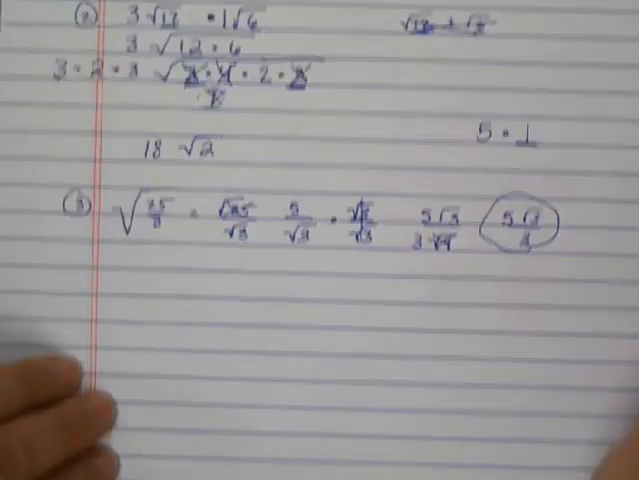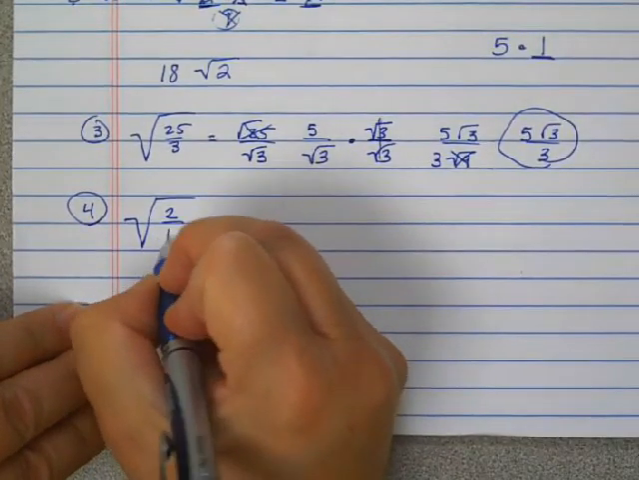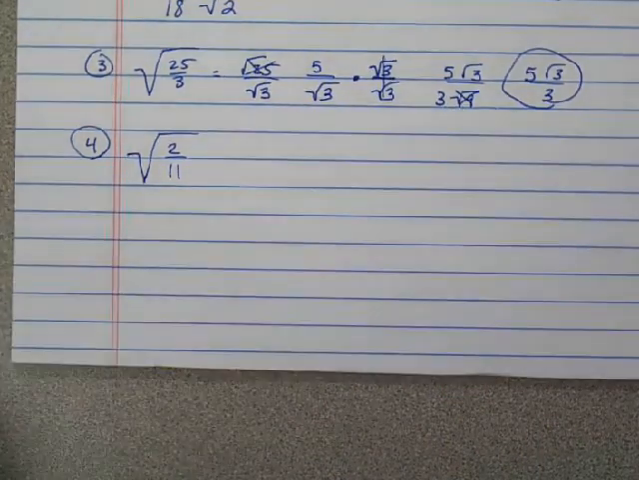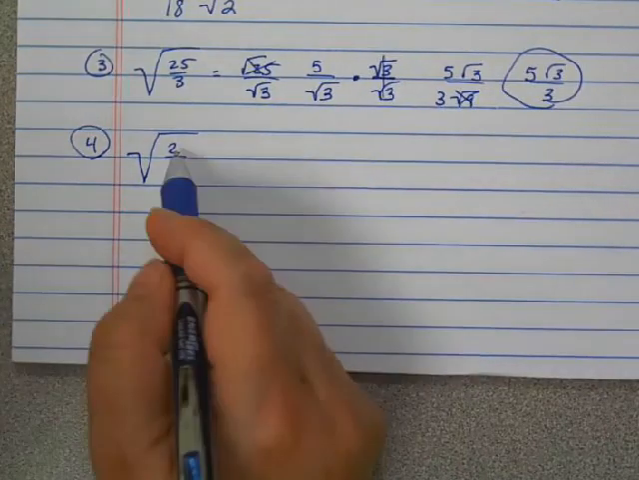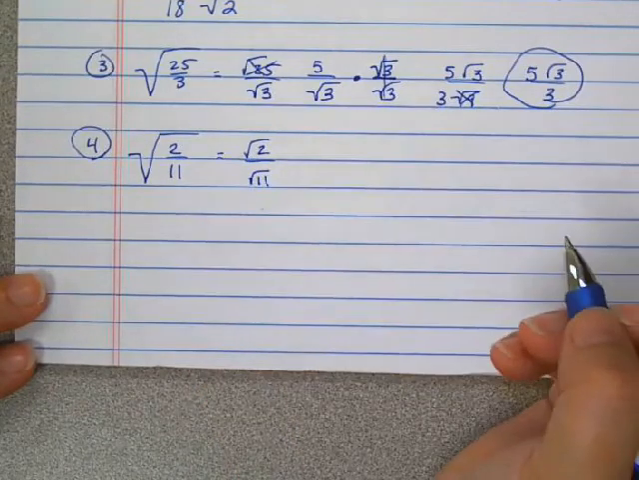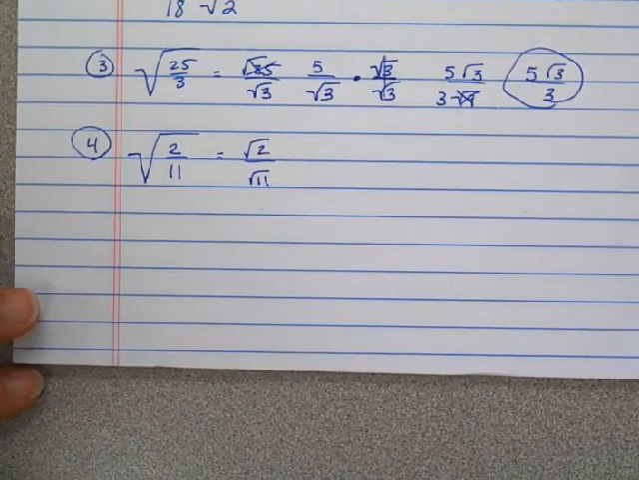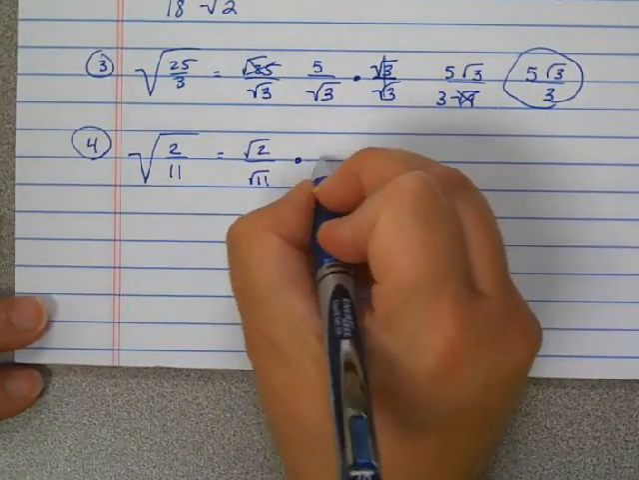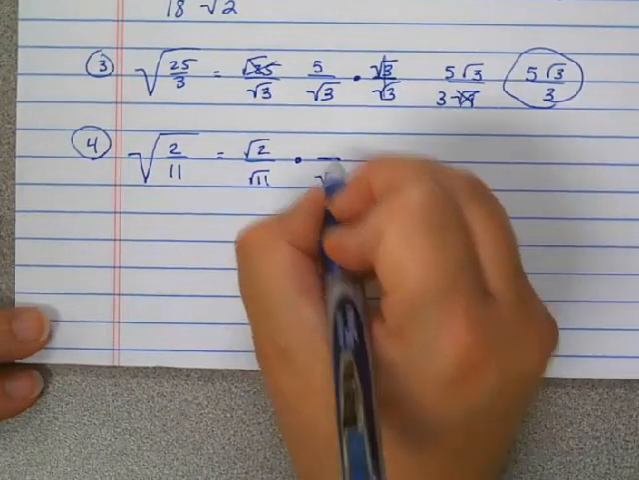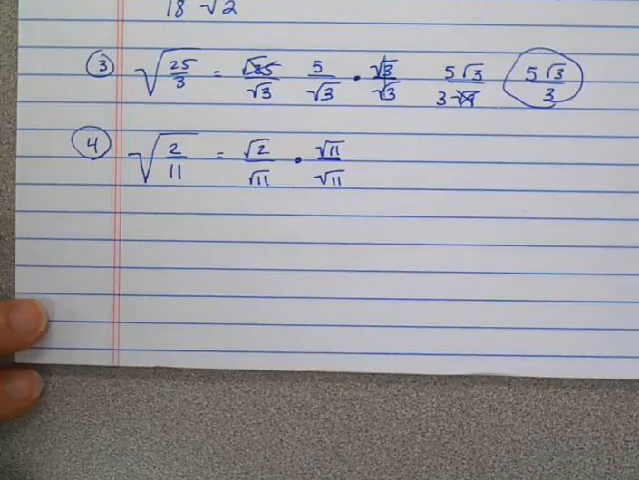Let's do another one like that. The square root of 2 over 11. So one rule of radicals is that you cannot have a radical fraction. So I've got to split it apart to the square root of 2 over the square root of 11. And now neither one of these simplify, so I'm ready to get rid of the radical. So I'm going to multiply by the big one, and I know the big one is any number over itself. So this time I'm going to choose square root of 11 over square root of 11 because I'm trying to get rid of the radical in the denominator.